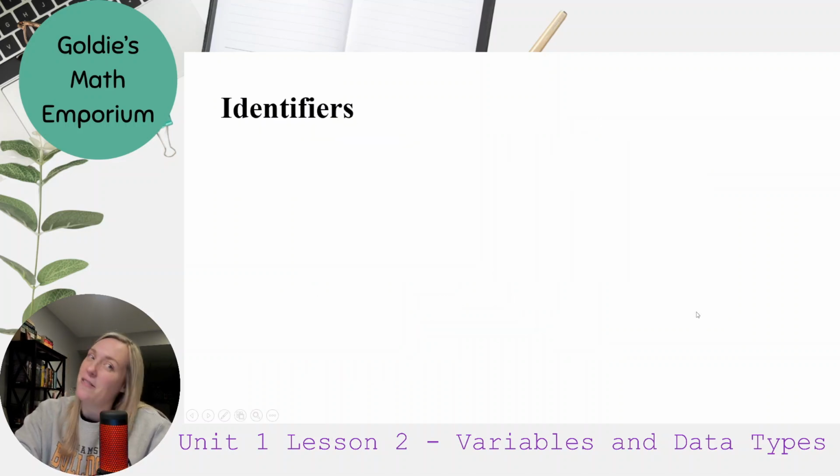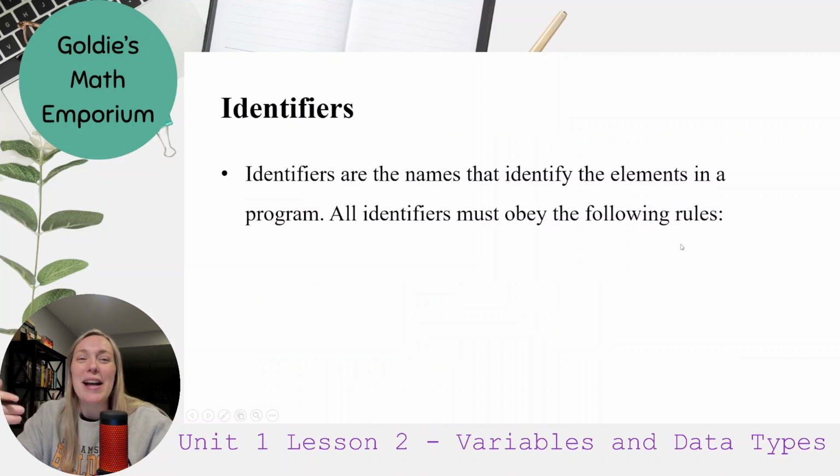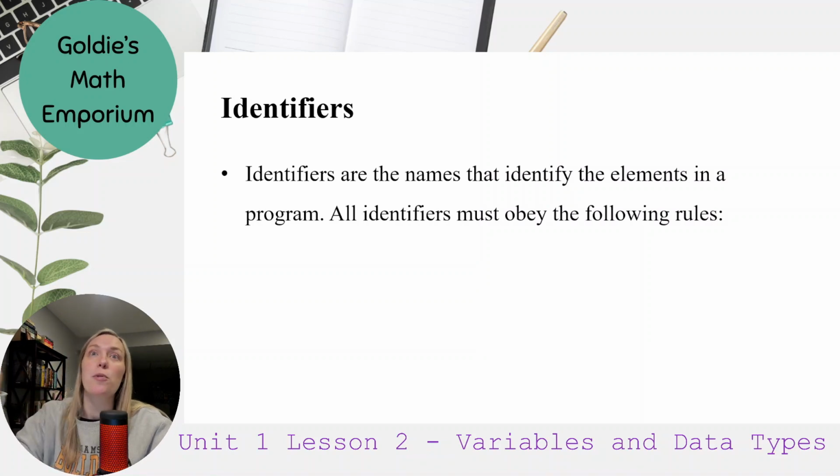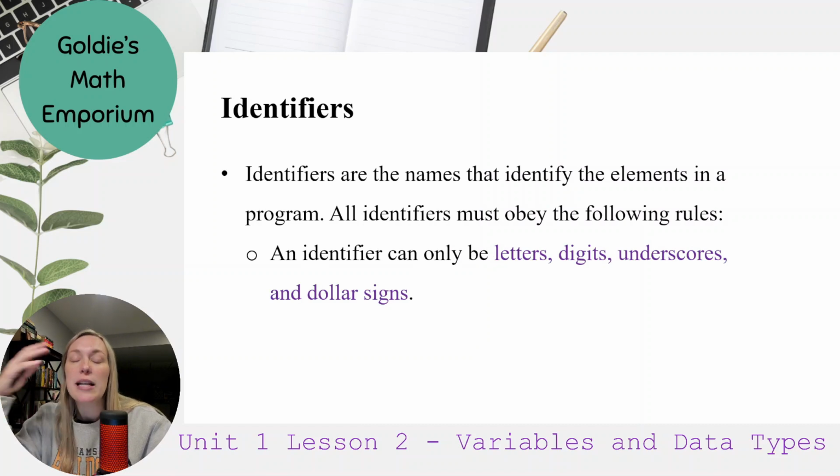Now, what is a variable identifier? Identifiers are the names that identify, clever, the elements in a program. These are going to be the names that we give to variables, and variables in a program are going to contain data that we use in our program, right? So these identifiers identify data.